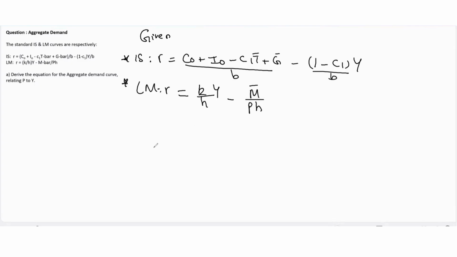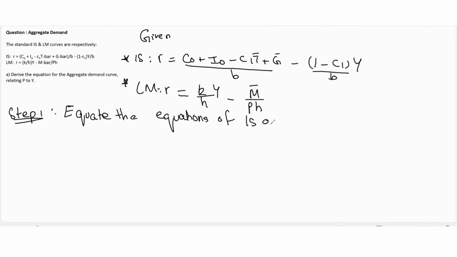Now, if you want to derive the AD relation using the IS and LM curves, step one is that we want to eliminate r and get a relation between P and Y such that the goods market and money market are in equilibrium. Because we're given both equations nicely as r being a function of Y, we're going to equate the equations of the IS and LM curves. When we equate them, we're looking at the intersection, which is where both goods market and money market are in equilibrium.